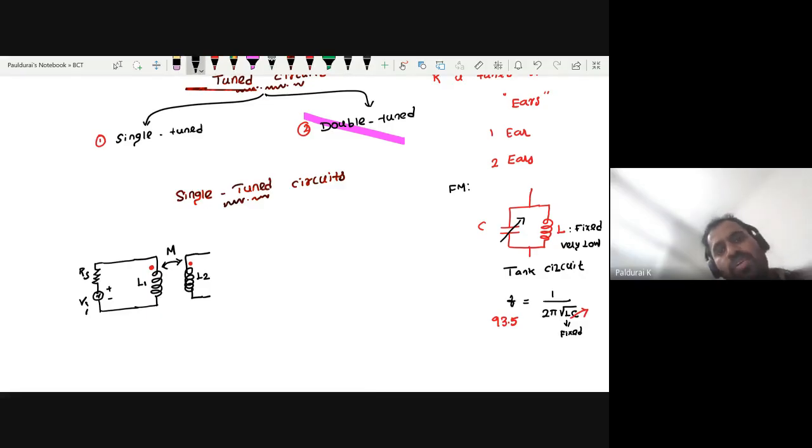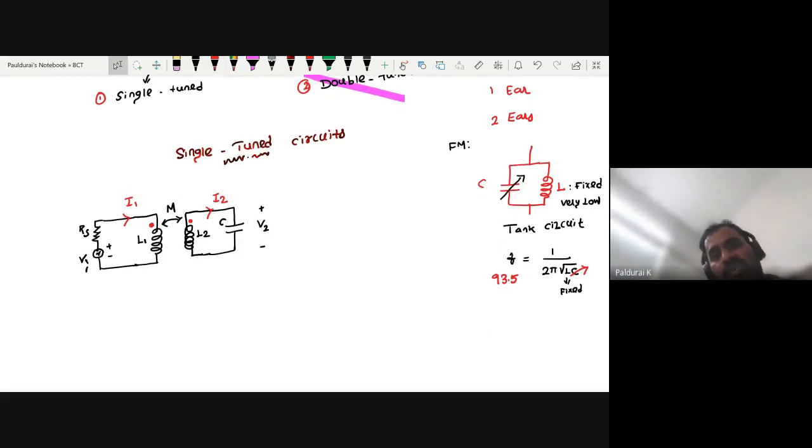And this is a tuned circuit. So definitely you want to connect one capacitor, because then only it will act as a tank circuit, right? Parallel combination of L and C. So here you add this capacitor and measure the voltage across the capacitor. That will give you the output voltage V2. Here the current direction is very important. So I1 in clockwise direction, and I2 is also in clockwise direction. So this is the way to draw the circuit diagram for a single tuned circuit. Any doubt? Do you want me to repeat this?